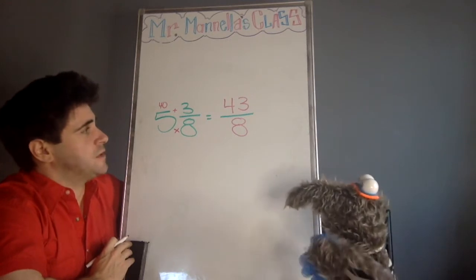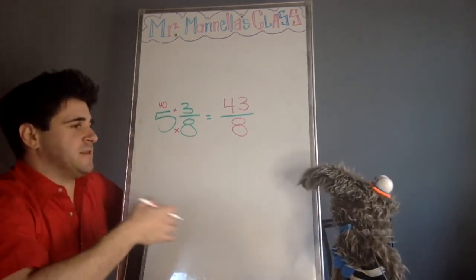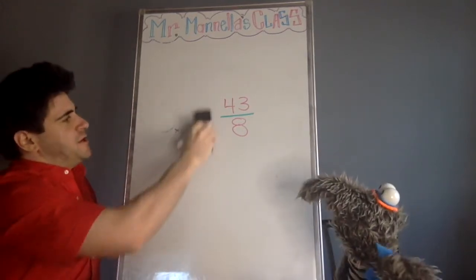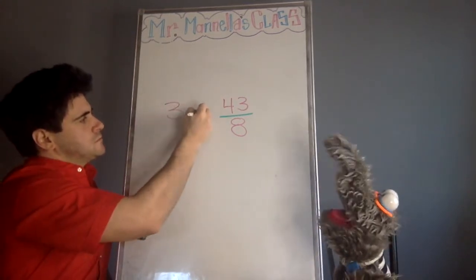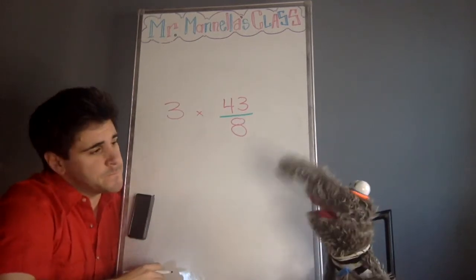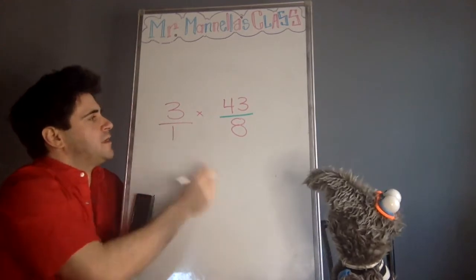It is. So if we were to multiply that by something, I'll pick a number that's relatively small, so when we multiply it, it's not going to give us anything too crazy. Okay. So let's do 43/8. Let's multiply it by 3. 3 times 43/8. So, what do I need to do now? Fractionate it. That means give it a denominator of? 1. Now I can multiply across.